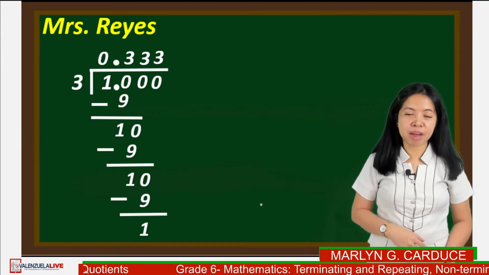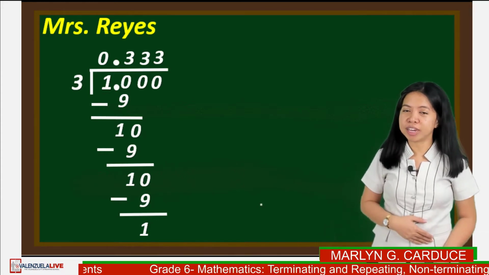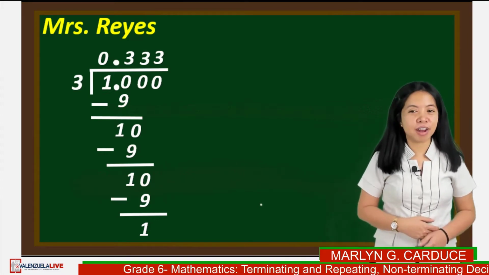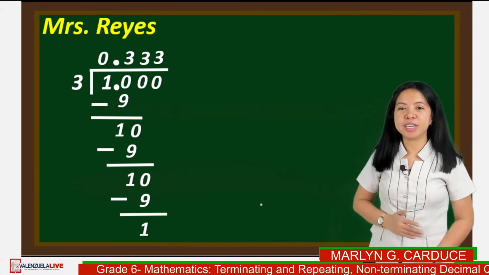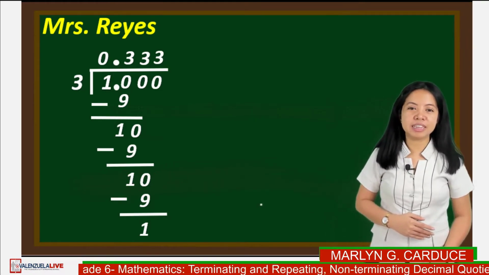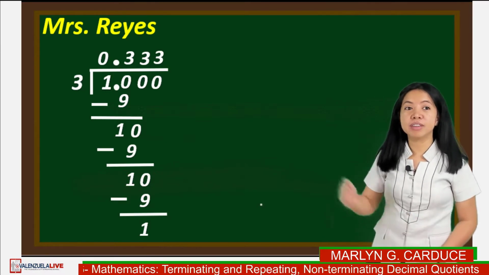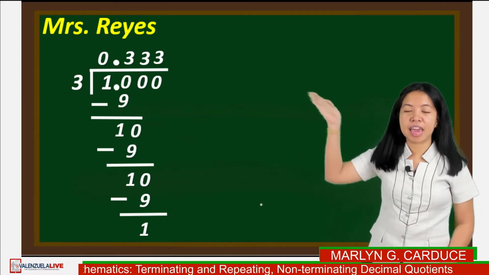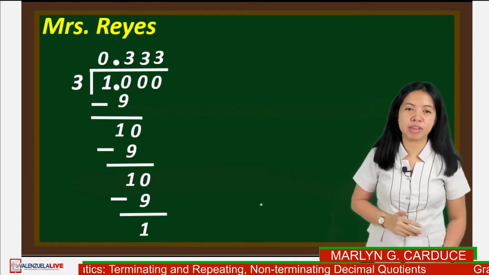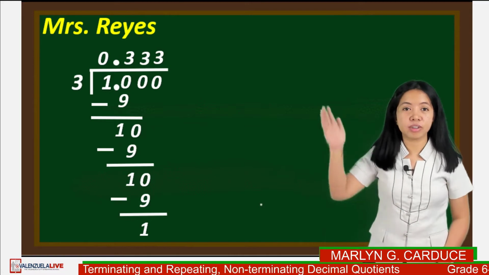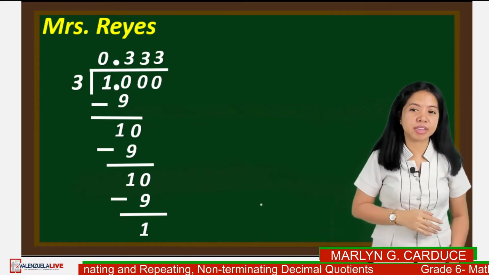Can you observe a pattern in the solution and in the quotient? Very good. If we continue writing 0 in the dividend, the quotient is always 3. And the digit 3 is always repeated.